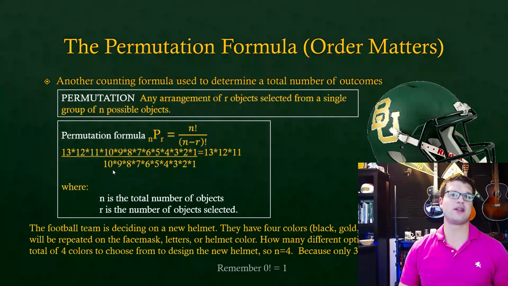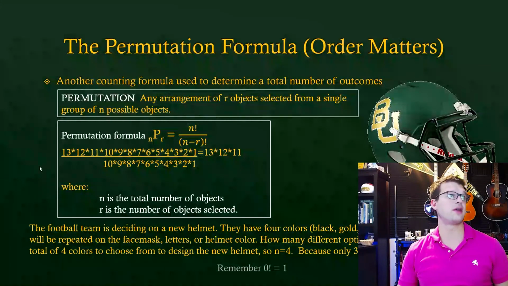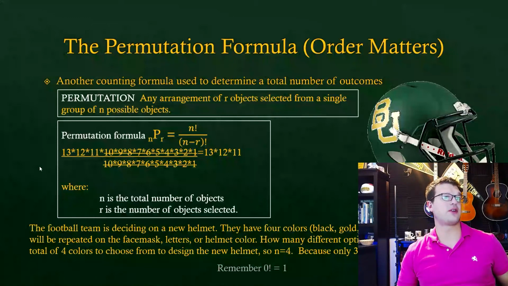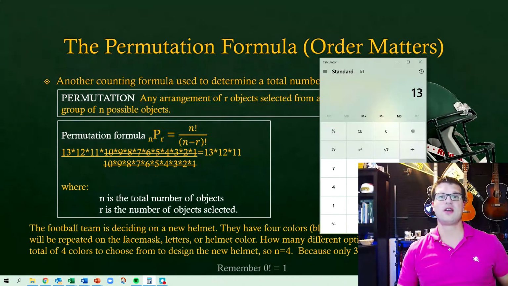So the really cool thing about this is it's really not that bad. The reason why is because all of this right here, the 10, 9, 8, 7, 6, 5, 4, 3, 2, 1, gets canceled out by what's underneath it. We're going to strike that out, and we're going to strike this out. And that means that we've only got 13 times 12 times 11. So let's work that out. What's 13 times 12 times 11?